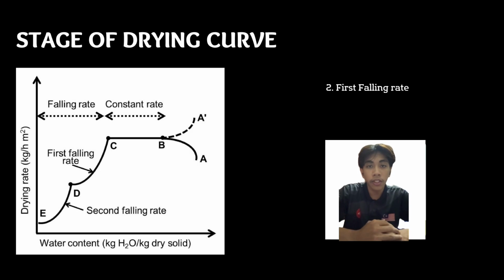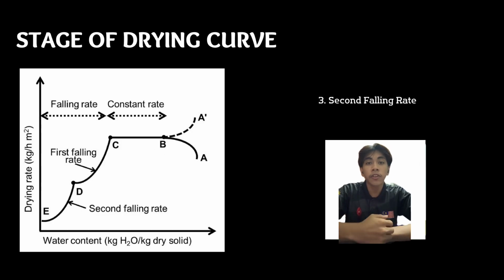Next stage is the first falling rate stage. The first falling rate stage starts at point B and ends at point C on the drying curve. The drying rate begins to decrease gradually. As the surface moisture is depleted, the drying rate starts to fall. The moisture now has to move from the interior of the material to the surface to evaporate. The movement of moisture is slower than the surface evaporation rate, causing the drying rate to decline.